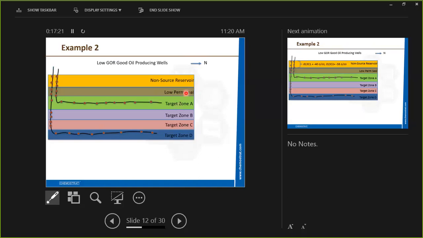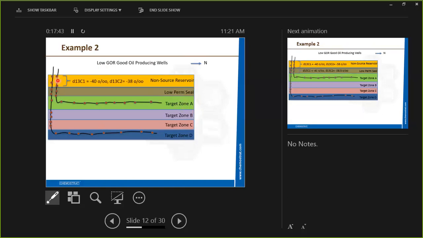And then you have sort of a low perm seal zone that's very, very clay rich, but doesn't have a lot of organic richness in it. And you have organic rich intervals that are broken down in this example into four: A, B, C, D. This is to illustrate the point that there's multiple zones here.